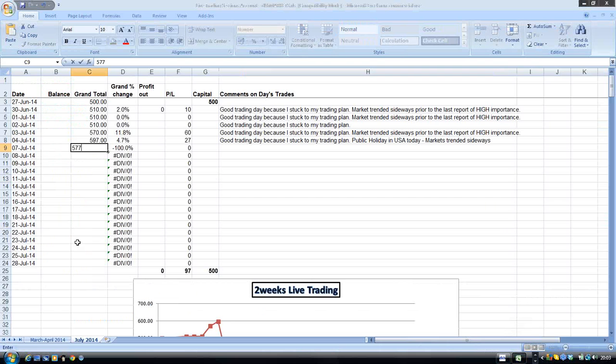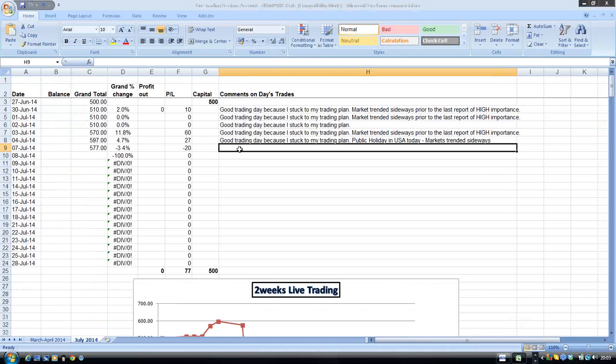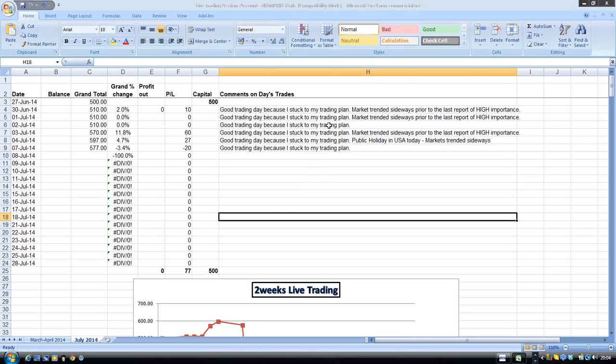So down to 577. But again, the main thing is that it was a good trading day, despite the fact we lost 20 pips, but it was still a good trading day because I stuck to my trading plan. So that's the key. The key is you sticking to your plan.